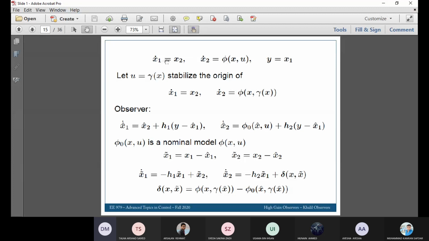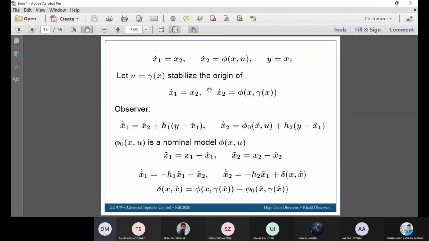And suppose for this nonlinear system, we can design a state feedback controller, gamma of x, that stabilizes the origin of this system. So if this is the control which we have designed, we substitute this control value in U, and this is our closed loop system. Now suppose for this system, we also go ahead and design an observer.